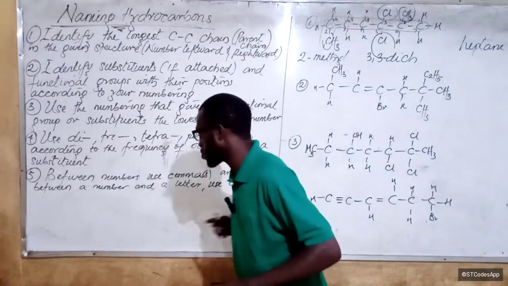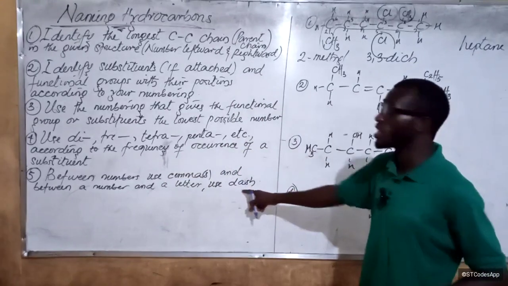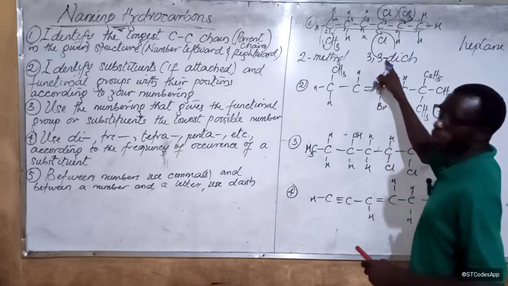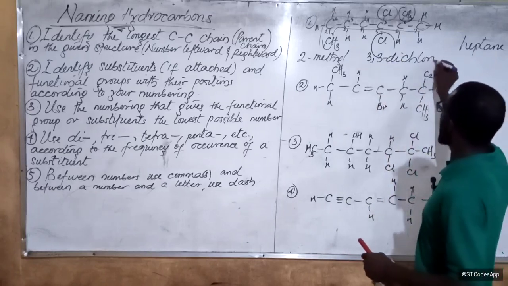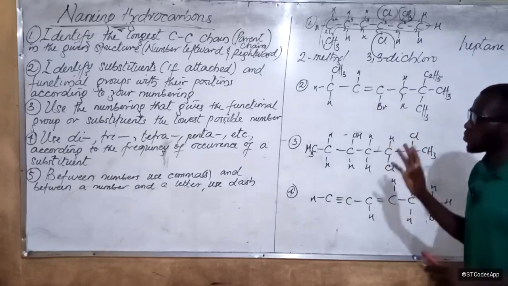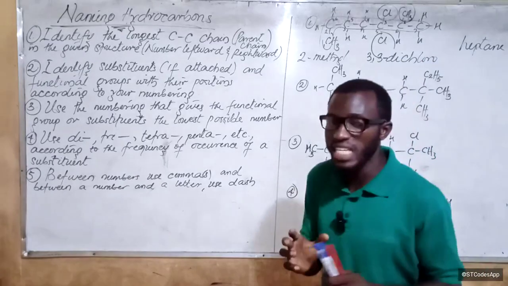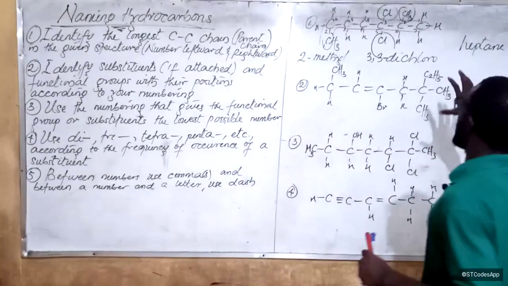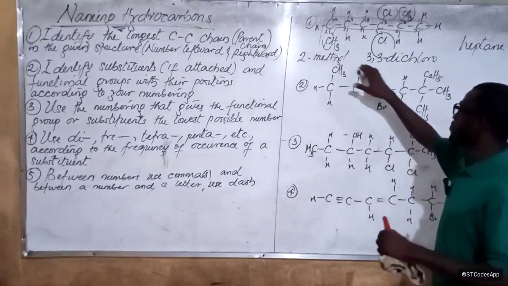So separate numbers with commas, and separate number and letter with what? Dash. So you see here that I'm using a dash here and I'm separating here with what? A comma. Dichloro. Now we are done with the naming, but there's one more thing you should do. You should arrange with respect to alphabetical ordering. So alphabetical ordering is also necessary here.